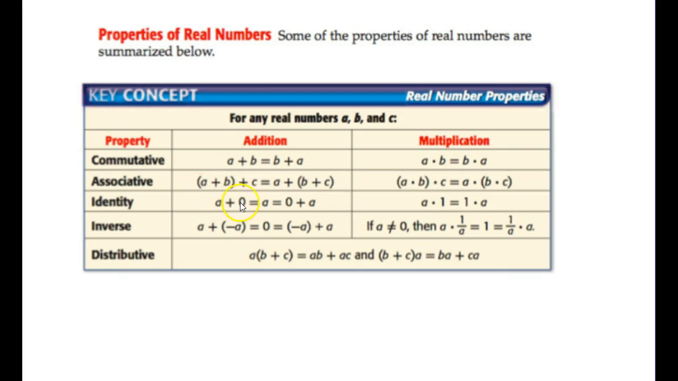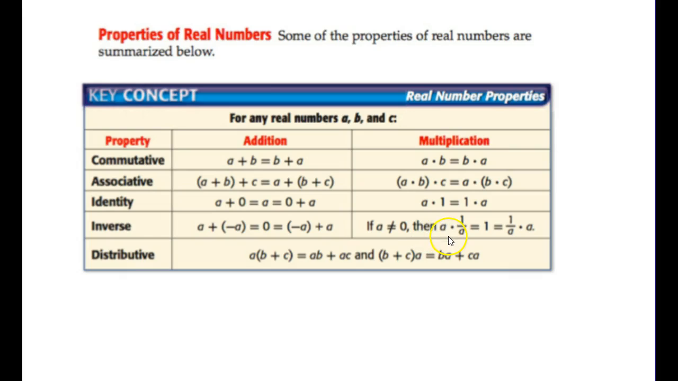The identity for addition is 0. If we take a real number and add 0 to it, we're still going to have that real number. The identity for multiplication is 1. If we have a real number, we multiply it by 1, we still have that real number as a result. Next, we have the inverse property. If we have a real number and we negate that, make it the opposite sign, if we add those two values together, we get 0 as a result.